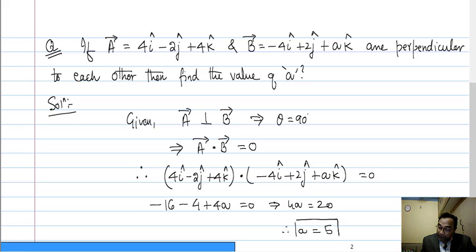That is exactly how we can find the value. This is the application of dot product. It says that the two vectors are perpendicular to each other, therefore we took the dot product. So remember this: when two vectors are perpendicular to each other, the dot product reduces to 0, and using that we can evaluate such questions.